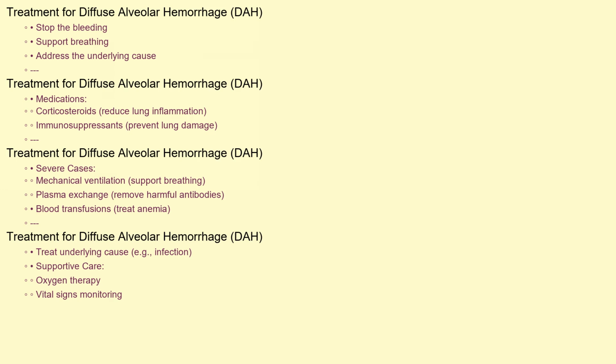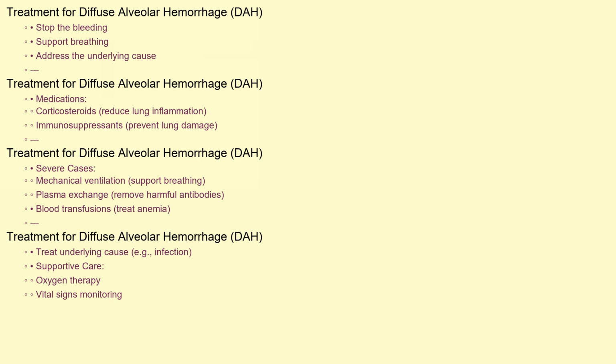Treatment for DAH focuses on stopping the bleeding, supporting breathing, and addressing the underlying cause. Corticosteroids are often used to reduce inflammation in the lungs, especially in cases related to autoimmune diseases. Immunosuppressant medications may also be prescribed to suppress the immune system and prevent further lung damage. In severe cases, mechanical ventilation may be necessary to support breathing. Plasma exchange, a procedure to remove harmful antibodies from the blood, may be used in certain autoimmune-related cases. Blood transfusions may be required to treat anemia.